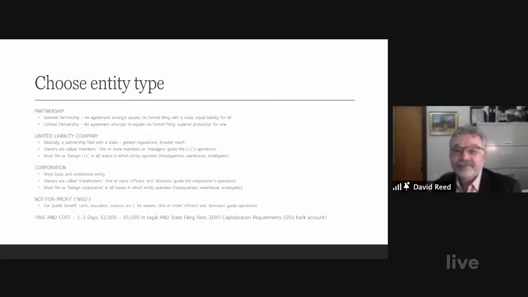Entity type. I apologize for not being familiar with how entities exist and what entities exist and how they're formed in Russia. But here in the United States, you're basically going to be considering only a handful. Partnerships. They don't require any filing or formation under the state law, but they do require an agreement amongst partners. That agreement creates equal liability for all of the partners when it's a general partnership, or it gives superior protection to one or more limited partners, while all of the other partners bear the majority of the financial risk. Two types of partnerships are general or limited.